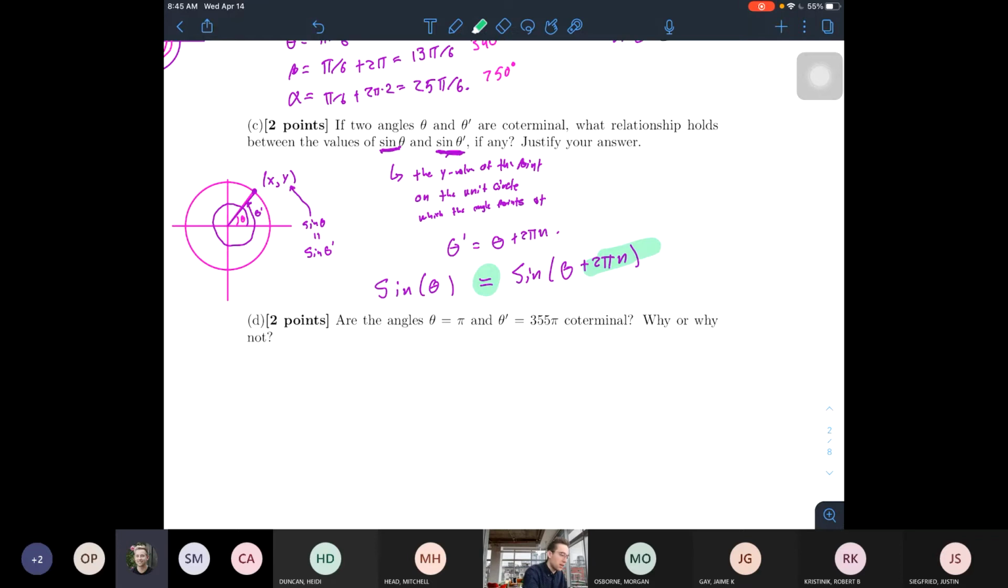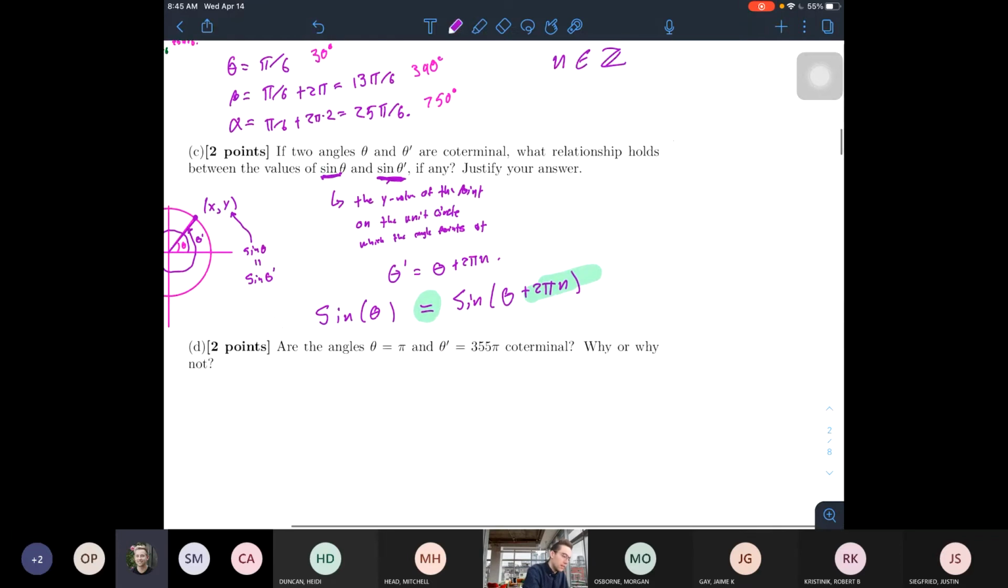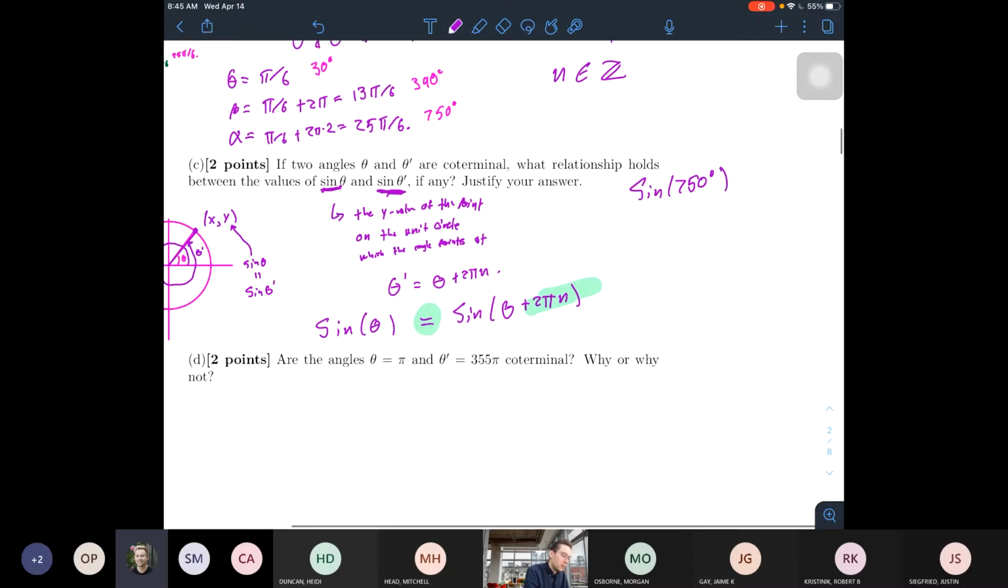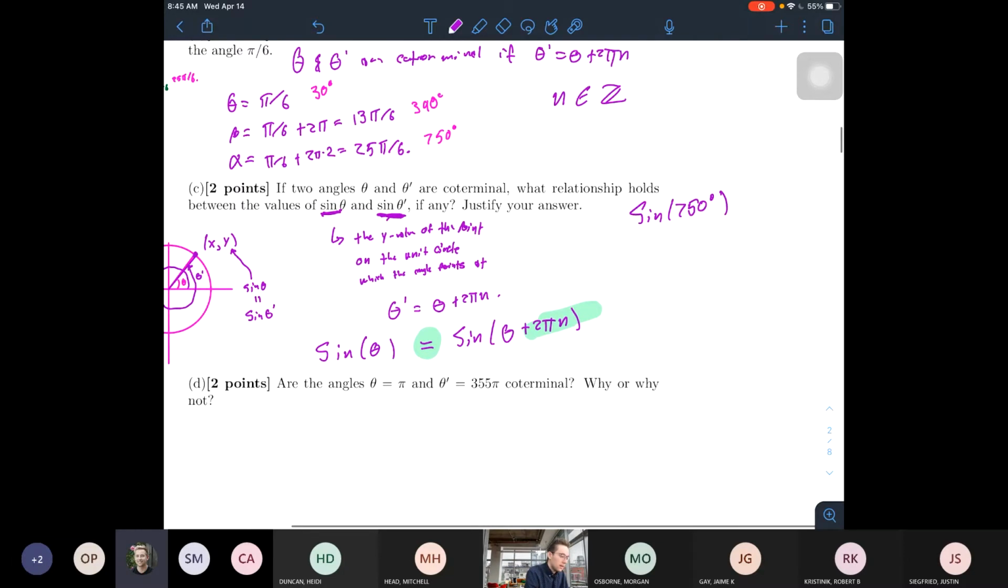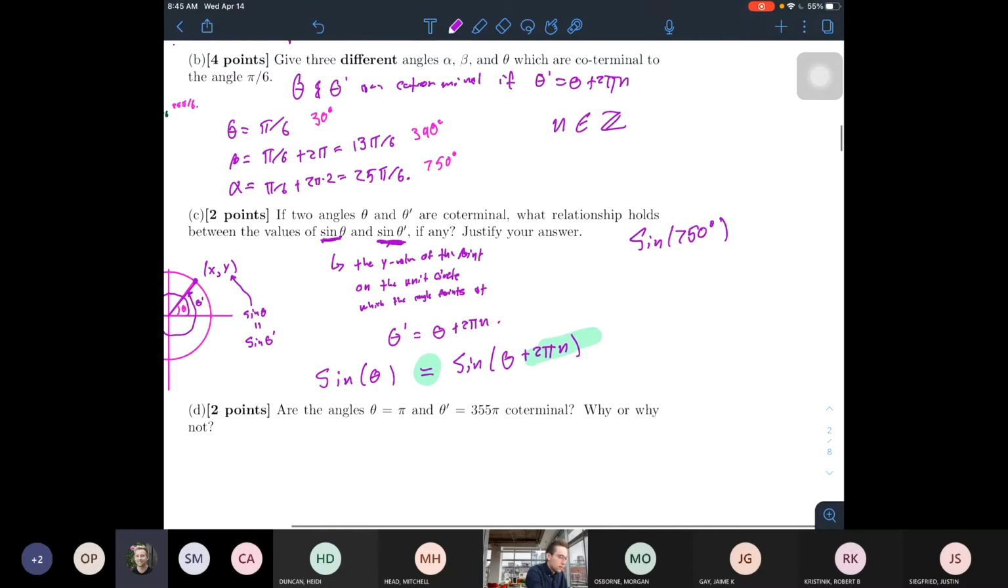If we want to compute something like sine of 750 degrees, well, I can use this theory, which I just wrote down, along with the previous problem. Instead of doing sine of 750, I can just do sine of 30. These two will be equal because sine is a 2 pi periodic function, or these two angles are coterminal.